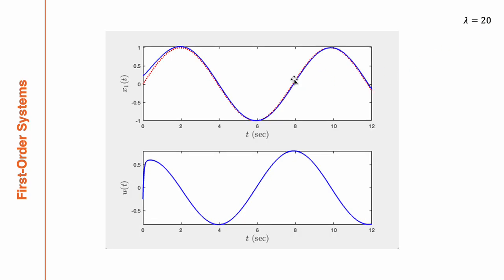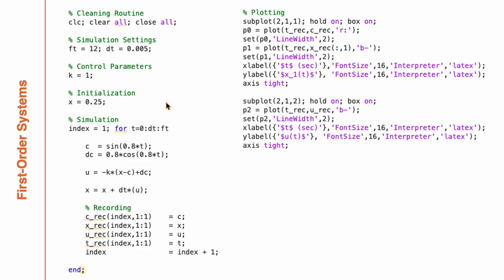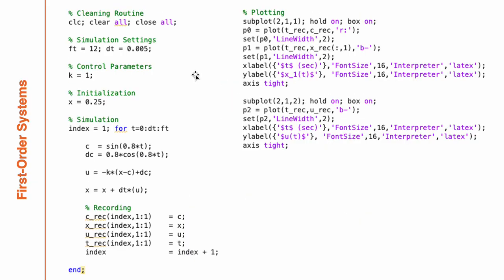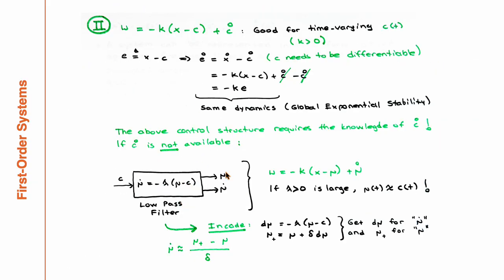So now when I increase it to 20, if you compare this result with this result, it is not as perfect as the case when you know C and C dot. Still, this is a very good approximation. I can track a time varying command when C dot is not available by applying this low pass filter trick. Again, this is the trick. This is how you can get mu and mu dot from the code.